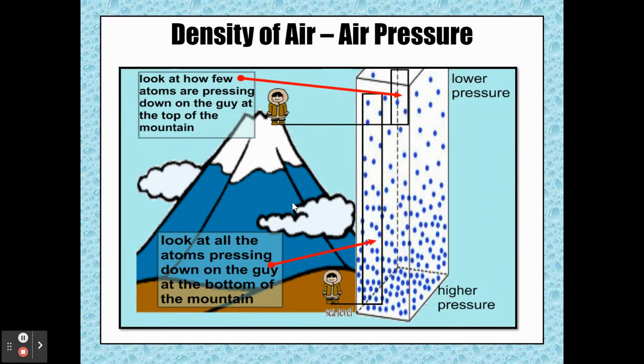Okay, so here's another picture. Again, you look at how few atoms are pressing down on the guy at the top of the mountain. So here you're at the top of the mountain, and you have fewer particles up here. So fewer particles are pushing against this person, so they feel less pressure. And then the person down here, much farther at the base of the mountain at sea level, has more particles pushing against them, so they're going to feel more pressure.